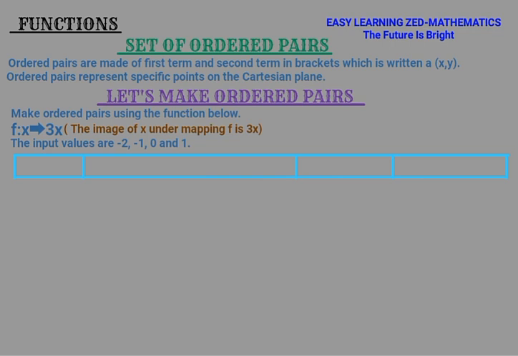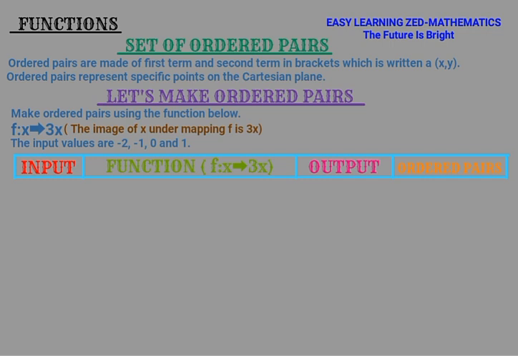Okay, so there we have input, there we have function, there we have output, and here we have ordered pairs. Under input, I'm going to be writing the input values given. Under function, I'm going to write the function given. Then under output, I'm going to be writing the results we get after we have put the input in the function. Then from that, we're going to be picking input and output to form ordered pairs.